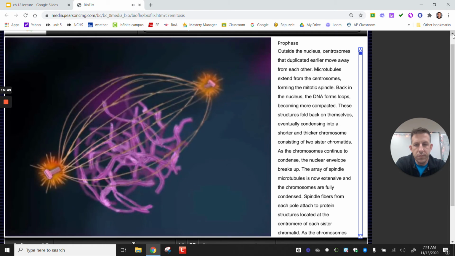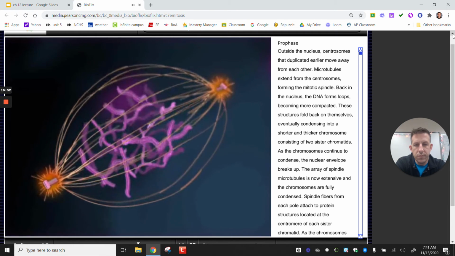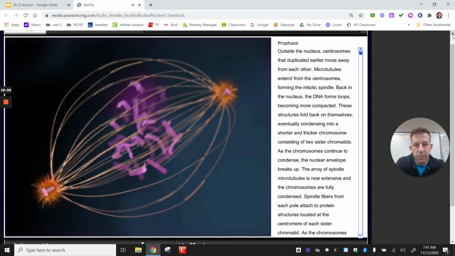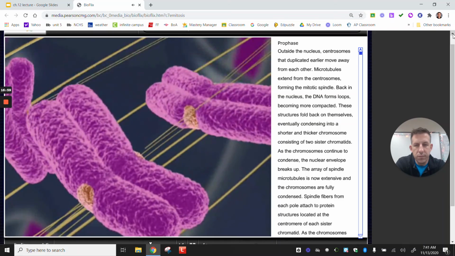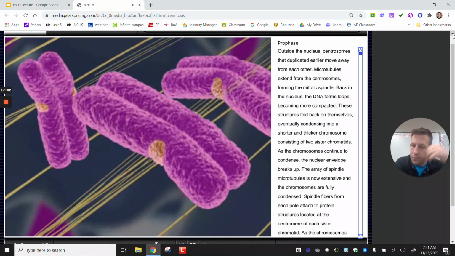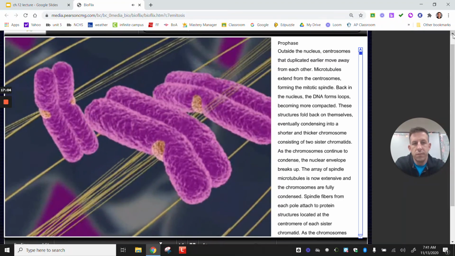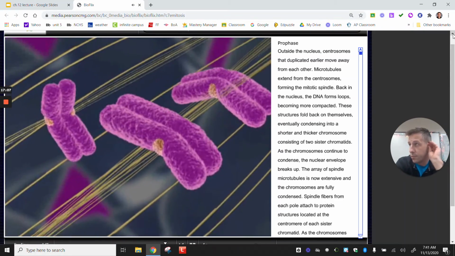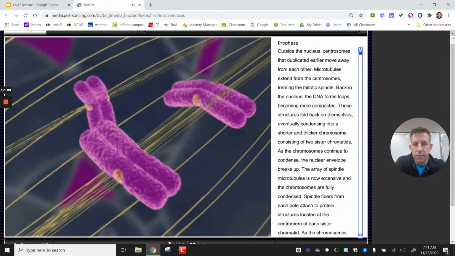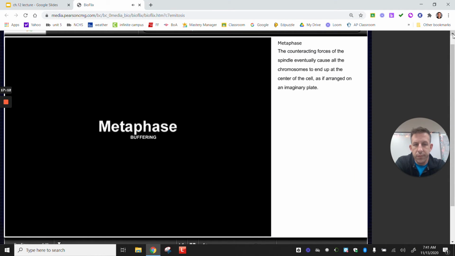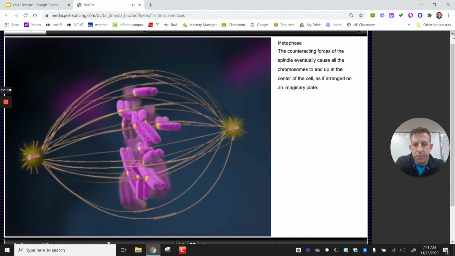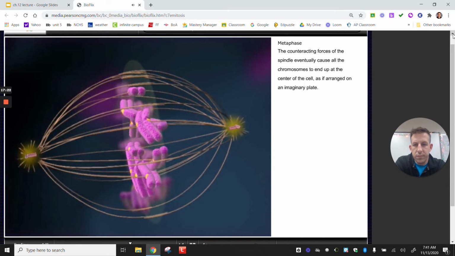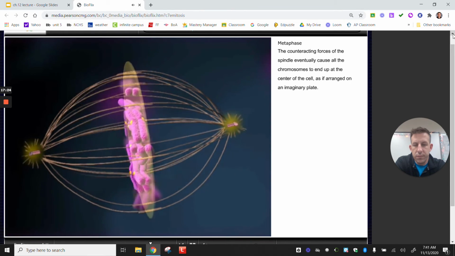The array of spindle microtubules is now extensive, and the chromosomes are fully condensed. Spindle fibers from each pole attach to protein structures located at the centromere of each sister chromatid. As the chromosomes are bound by spindle fibers from opposite poles, they move first one way and then another. The counteracting forces of the spindle eventually cause all the chromosomes to end up at the center of the cell, as if arranged on an imaginary plate.